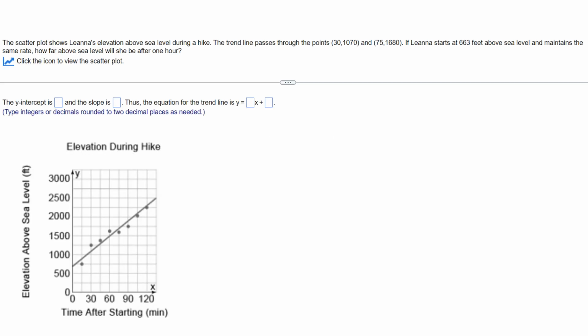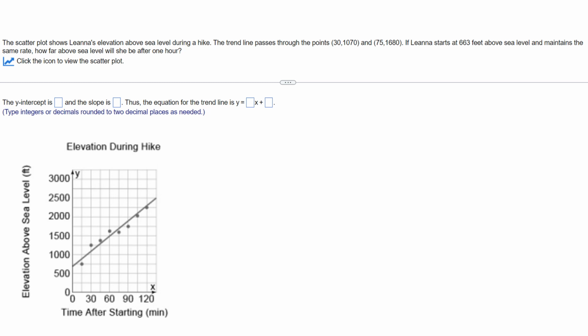In number 1, it says the scatter plot shows Leanna's elevation above sea level during a hike. The trend line passes through the points (30, 1070) and (75, 1680). If Leanna starts at 663 feet above sea level and maintains the same rate, how far above sea level will she be after 1 hour?